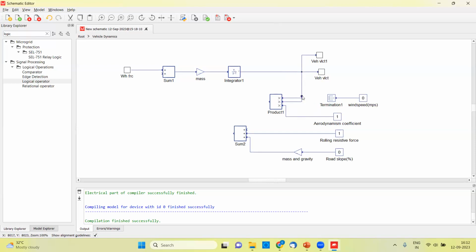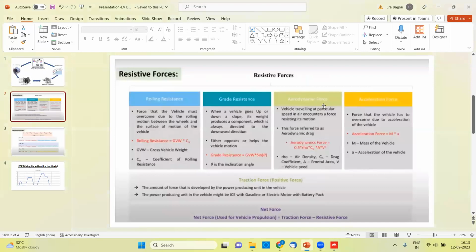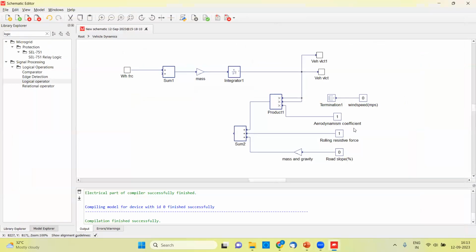And we are having this aerodynamism coefficient. So this vehicle velocity along with this aerodynamism coefficient is producing our, what is that, aerodynamic force, I think. Yeah, aerodynamic force. So you can see in this equation we are having v square, then we are also using the value of air density rho. So this rho value is basically the aerodynamism coefficient which we are providing.